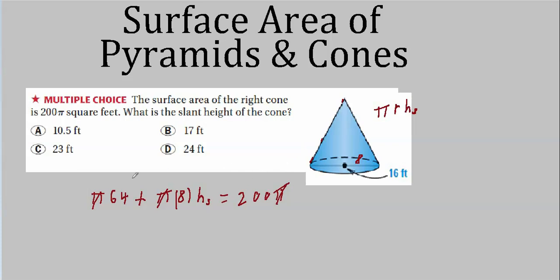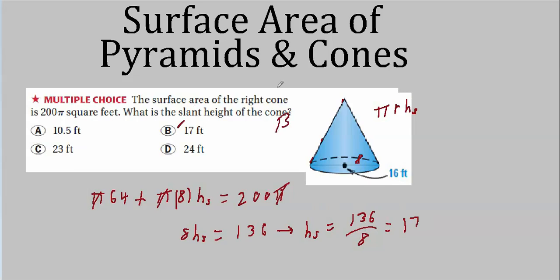Next, subtract 64 from 200. HS times 8 is 136. Well, if we lay this out, 200 minus 64 is 136. 8 times the slant height is 136. We just divide through by 8 and get 17. Is that there? Ooh, there it is. So the answer is B.